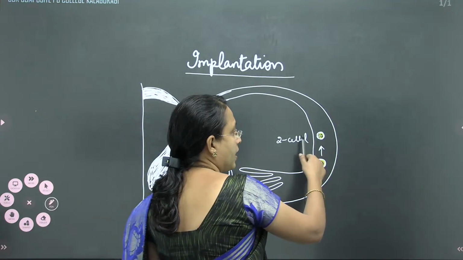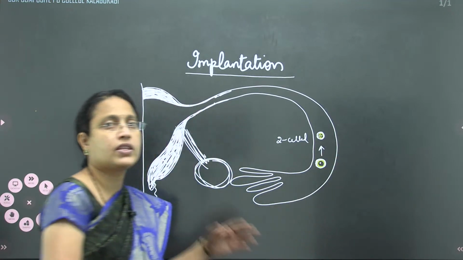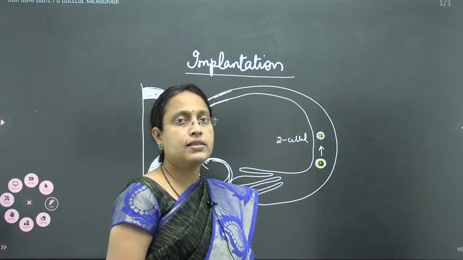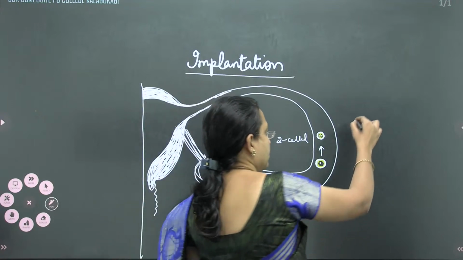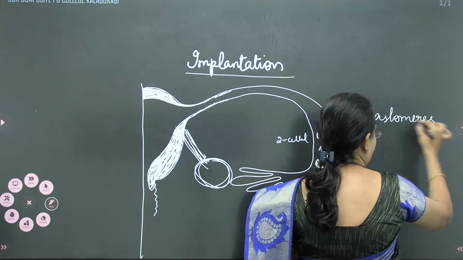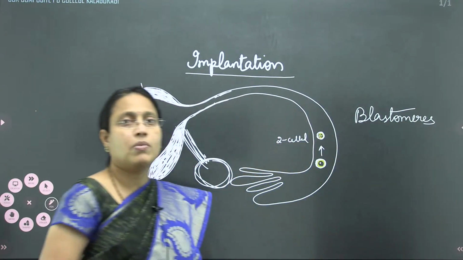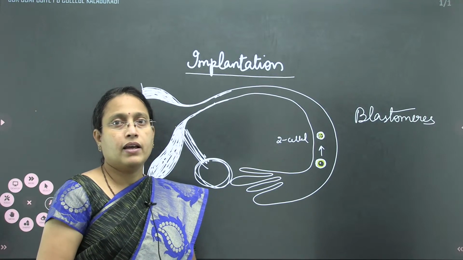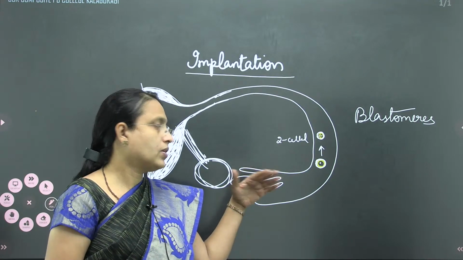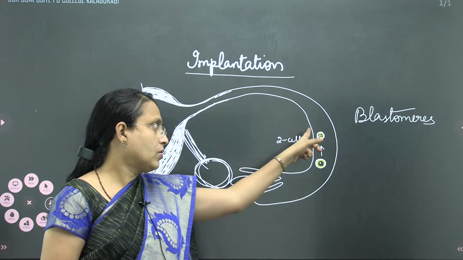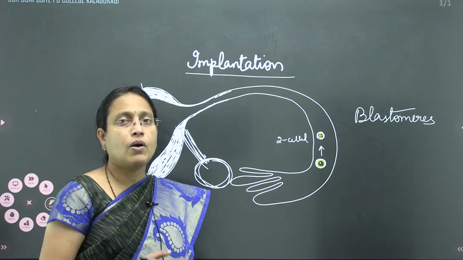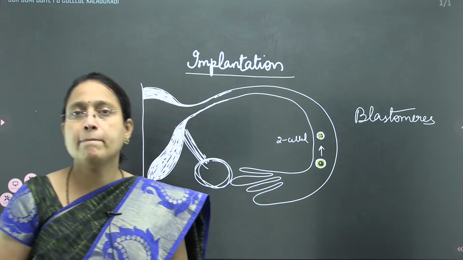So the zygote divides by a special kind of mitotic division, and the first cleavage division occurs within 30 hours, and the daughter cells are called blastomeres. The daughter cells are called what? Blastomeres. Now, as a result of the first cleavage of the zygote, two daughter cells are formed. They are called blastomeres. Now, how does cleavage differ from mitosis?